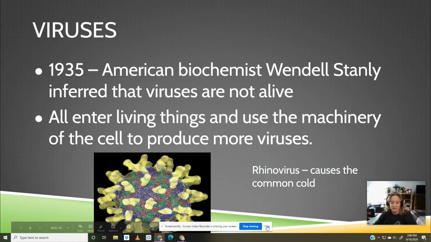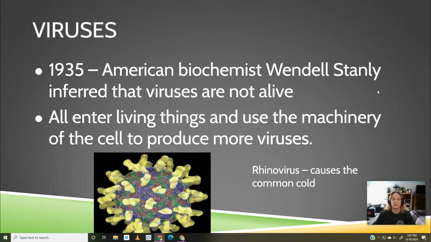So, viruses are our next topic. In 1935, American biochemist Wendell Stanley inferred that viruses are not alive. So, abiotic means non-living factors. Biotic are our living factors. When we talked about bacteria, they are alive. They have to follow our 8 characteristics of life. Viruses don't fit all of those 8 characteristics, so we can't consider them living.